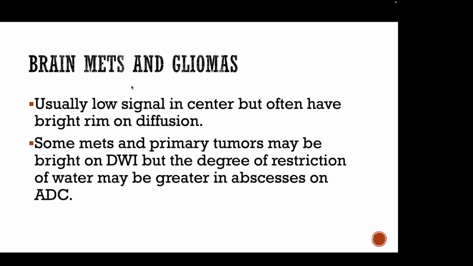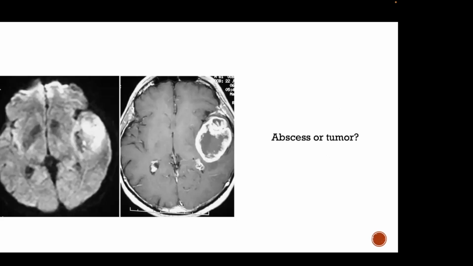I want to mention brain mets and gliomas because we don't usually think about restricted diffusion when we think about neoplasm, but you should, because some mets and some primary tumors can be bright on the diffusion weighted trace image. But you'll notice over time that the degree of restricted diffusion, that is the darkness of the lesion on the ADC map, is usually greater with the infections than with the tumors.